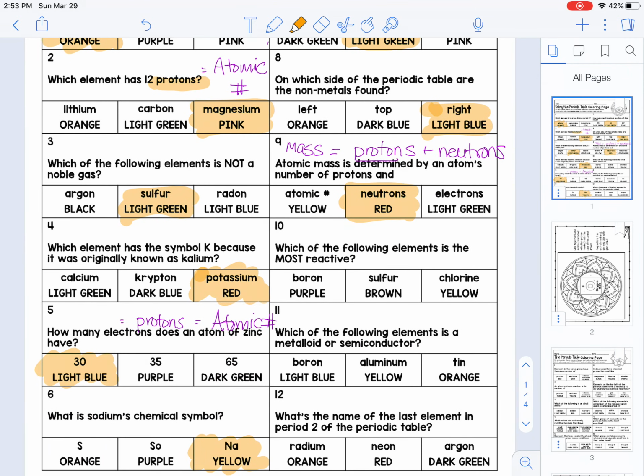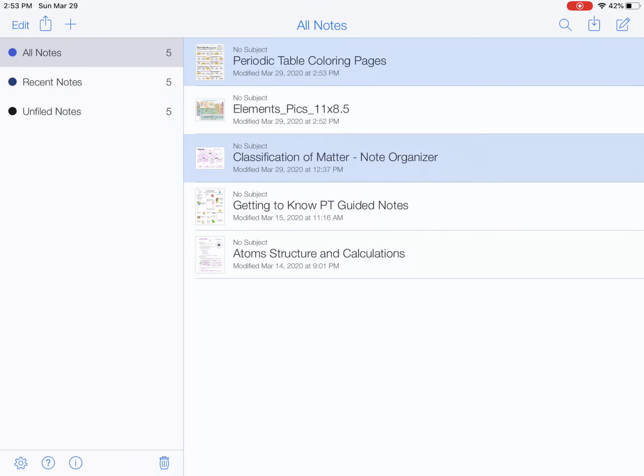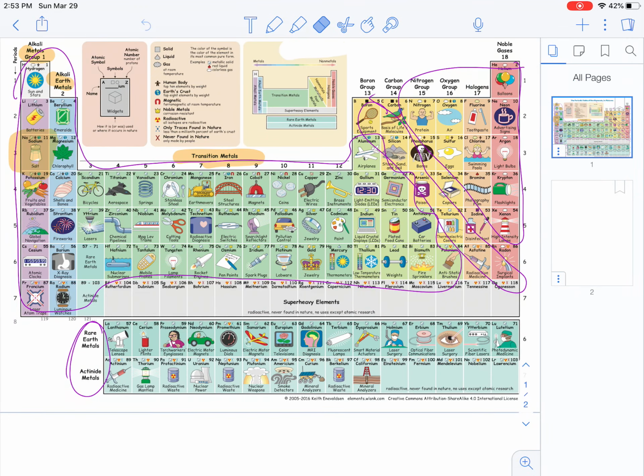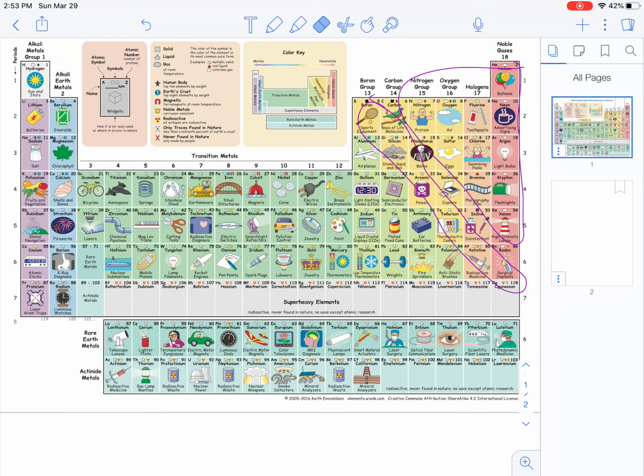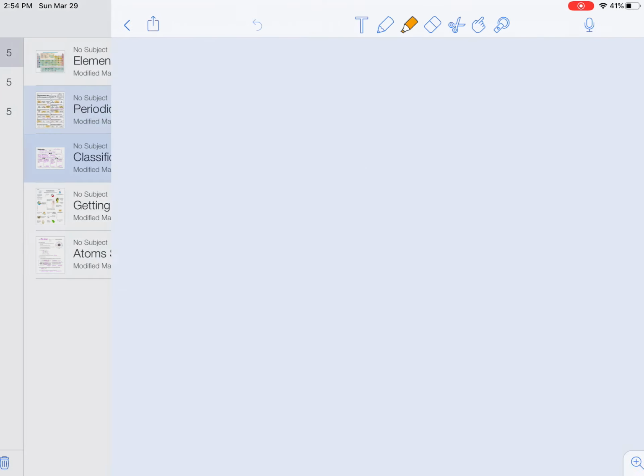Which of the following elements is the most reactive? If I go back to my periodic table, you might remember from when we did our notes that reactive elements are found towards one side of the periodic table. So our reactive elements are found towards the right side of the periodic table. The choices it gave us were boron, which is here, sulfur here, and chlorine here. Our most reactive elements are the ones towards the right of the periodic table, and chlorine is furthest to the right, so that is our answer.